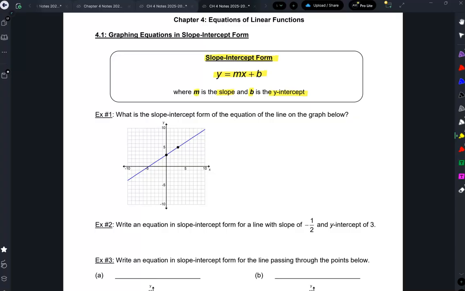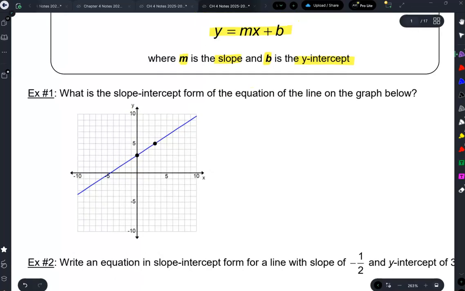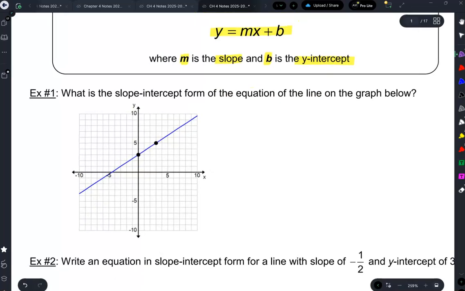Well, for slope-intercept, you need two things. You need slope and y-intercept. What's the y-intercept here? What point? Y equals what? 3. So the y-intercept is b. We say b equals 3.